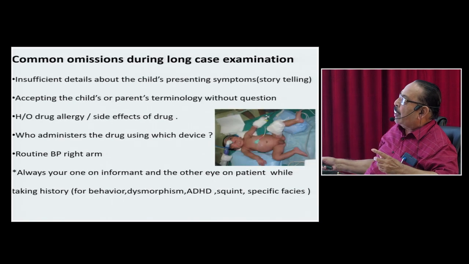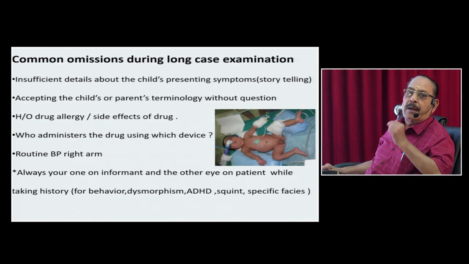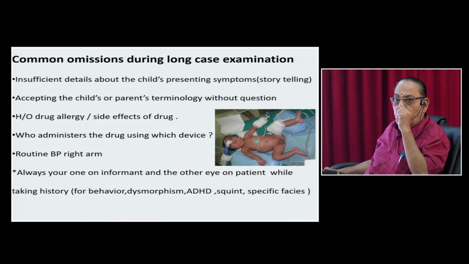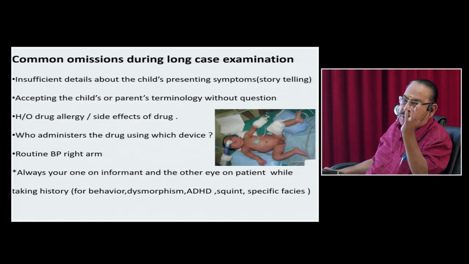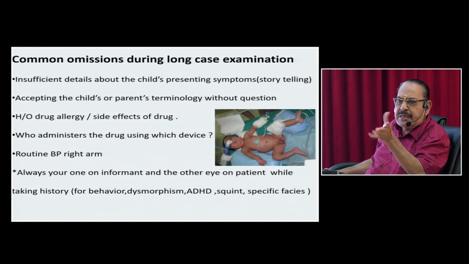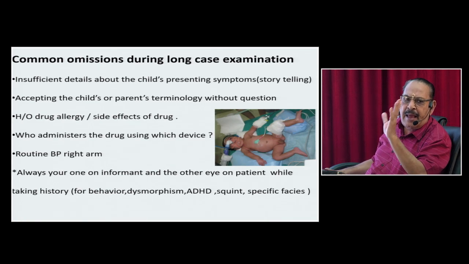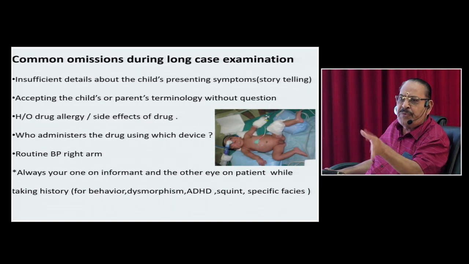Common omission that I have observed: insufficient details in the history. The child comes with a fever. You don't describe all about the fever, but you always start talking about the associated symptoms and start telling no history, no history, no history. The examiner is fed up and says, at least tell me one positive history. You are not exam oriented. Knowledge is different, but the exam orientation is entirely different. And the DNB exam is all the more different.